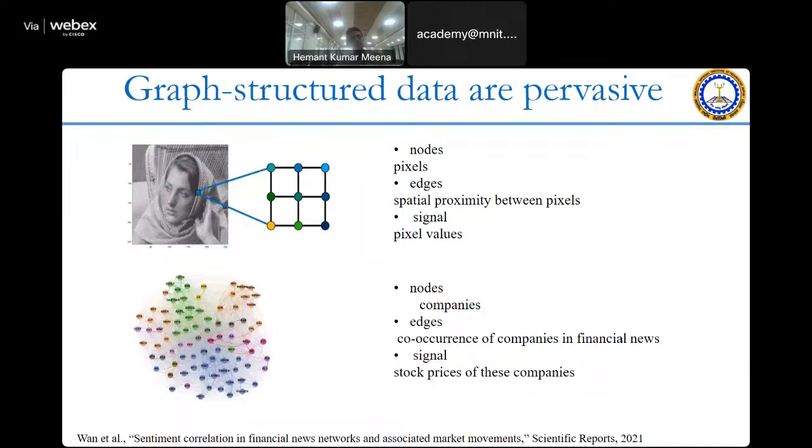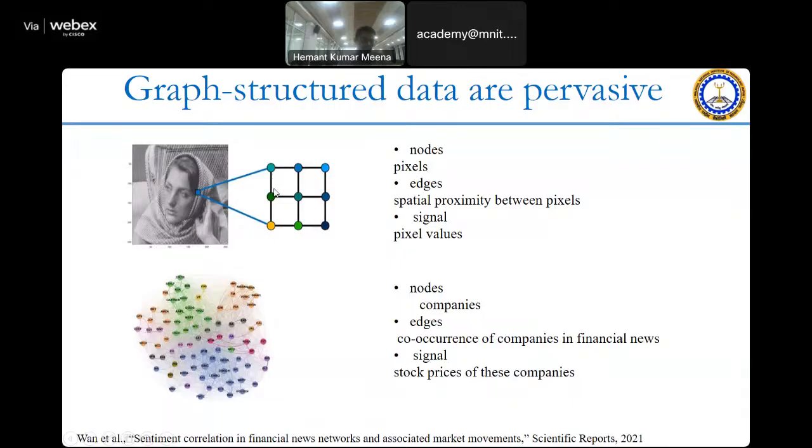Now coming to the next one, an image can also be represented in the form of a graph. In my PhD thesis work, I did the work on facial expression. There, I represented the facial image in the form of a graph. So if you see here, these pixels are the nodes. What are the edges? Spatial proximity.